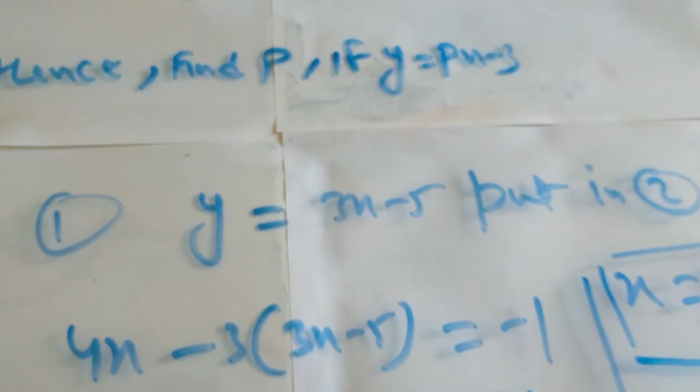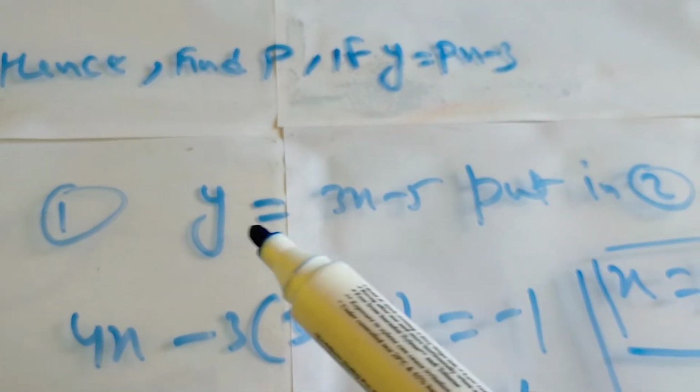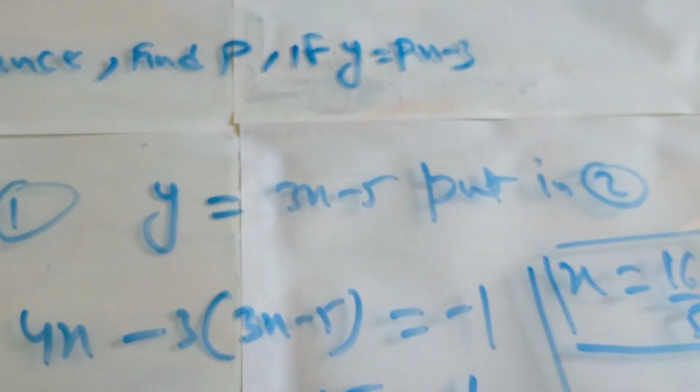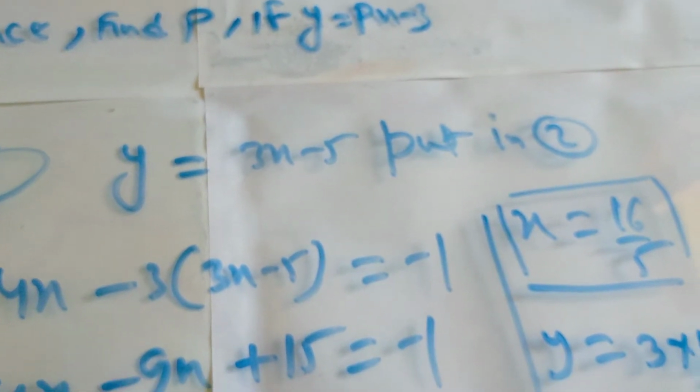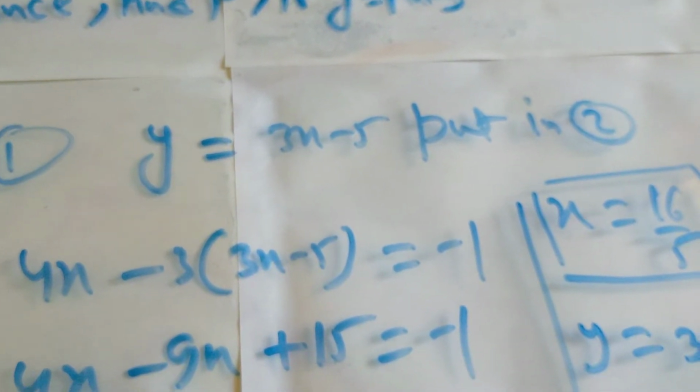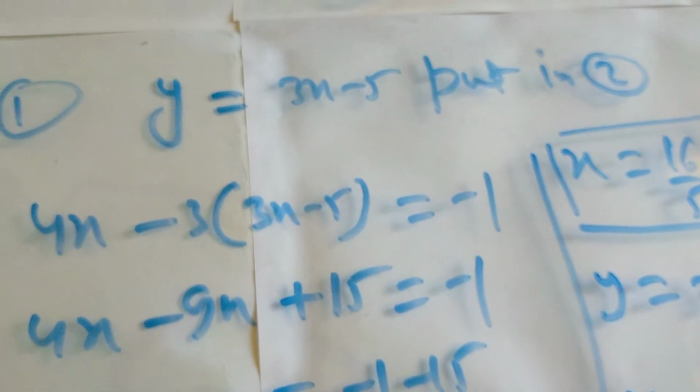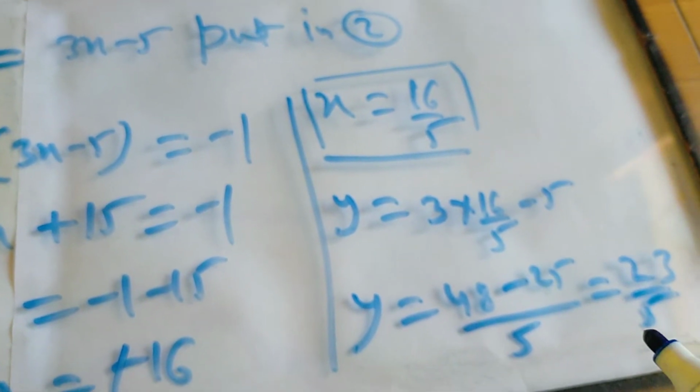Now we know y is equal to 3x minus 5. So here you can substitute the value, 3 into 16 upon 5 minus 5. Okay, so y will be 48 minus 25 upon 5. It will be 23 upon 5. So we got both the values. x is 16 upon 5 and y is 23 upon 5.